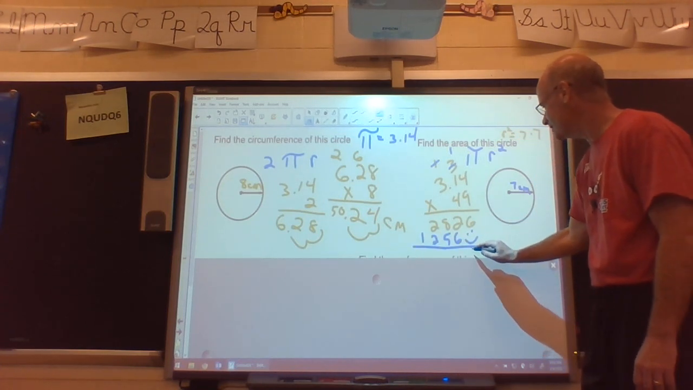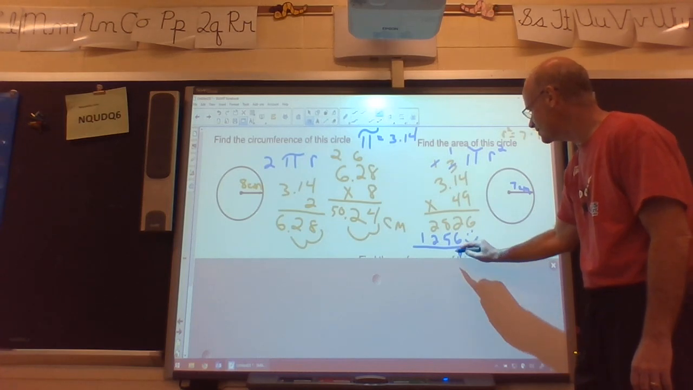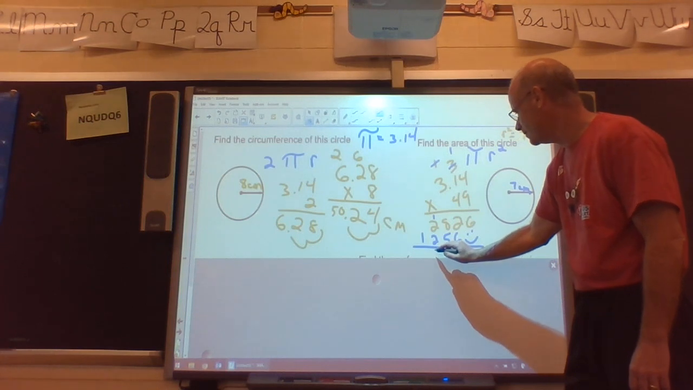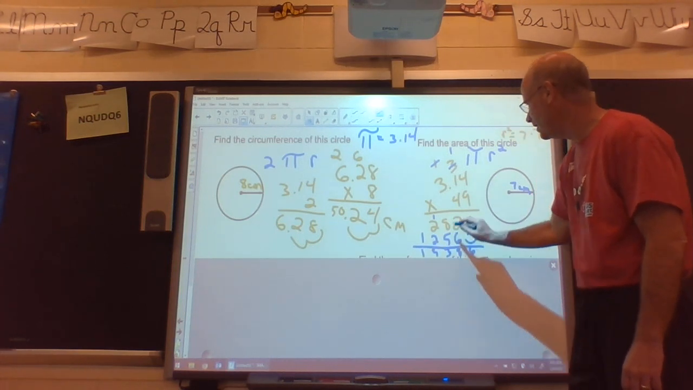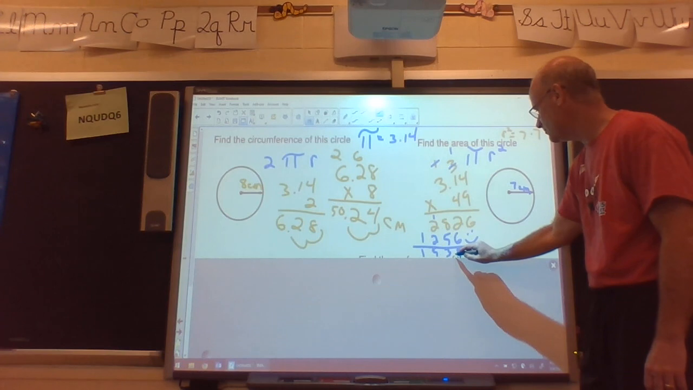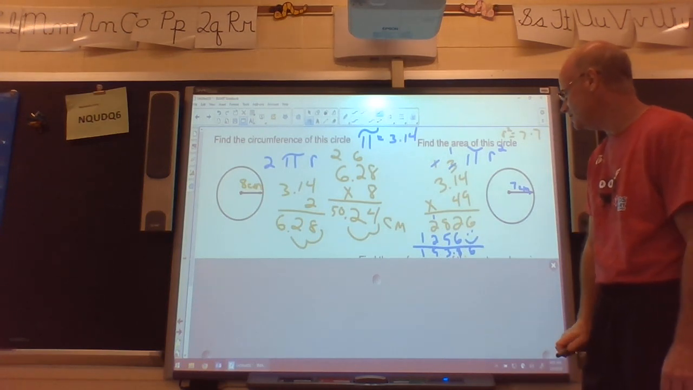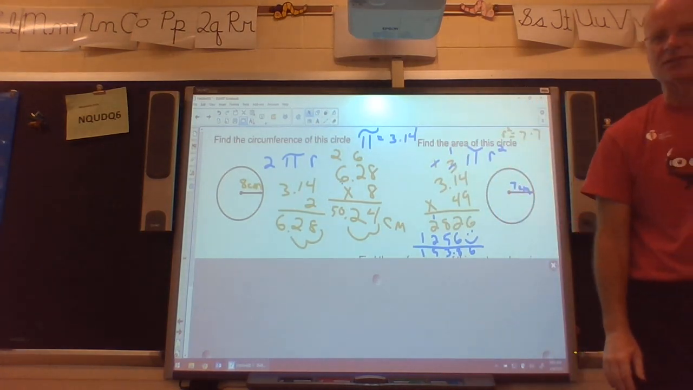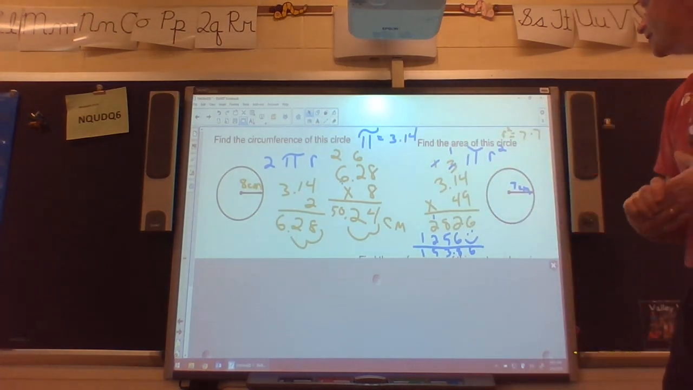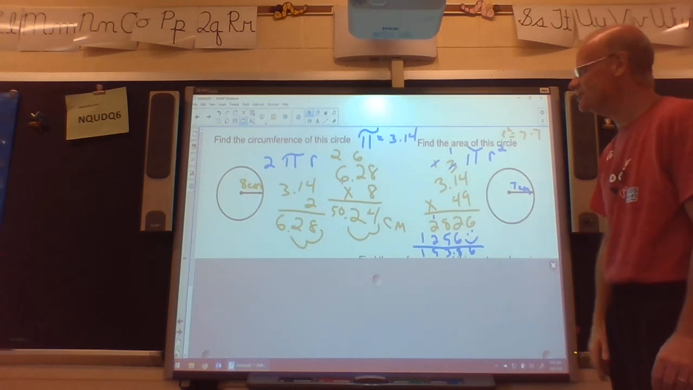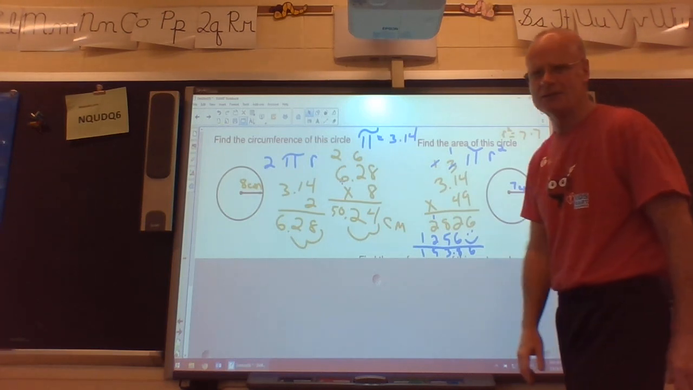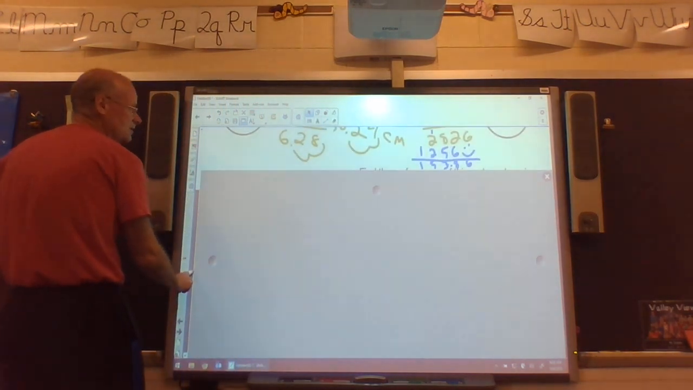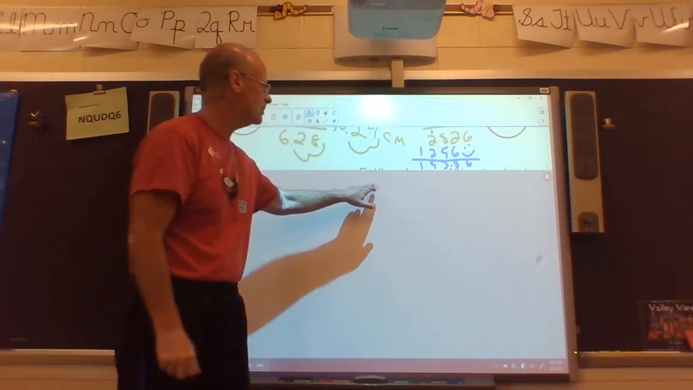When I add these together, I get 6, 8, 3, 1, 5, 1. 2 spots past the decimal point, so I can move it over here. I get 153 and 86 hundredths, and that's going to be centimeters squared for that one. Okay. Did you catch my mistake? Sometimes I do things on purpose just to see if you caught me.